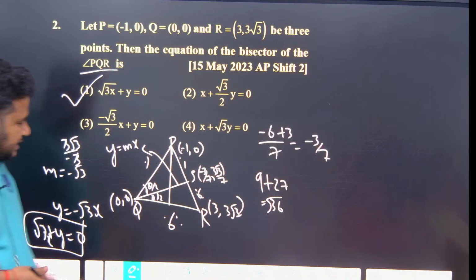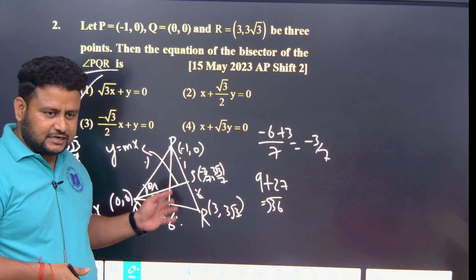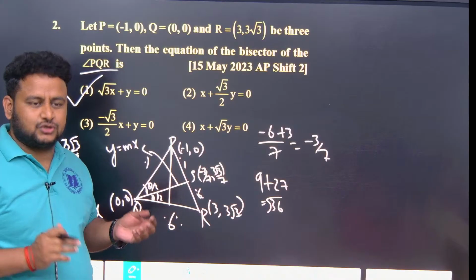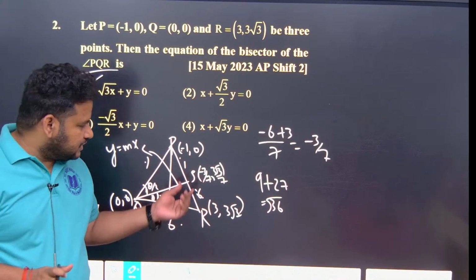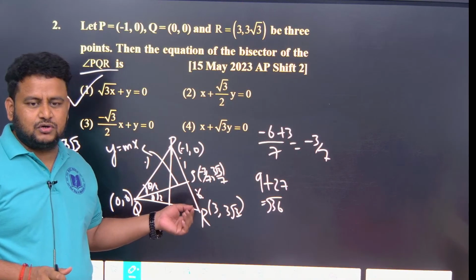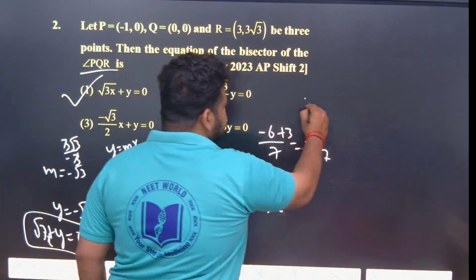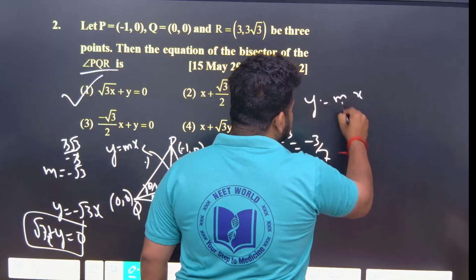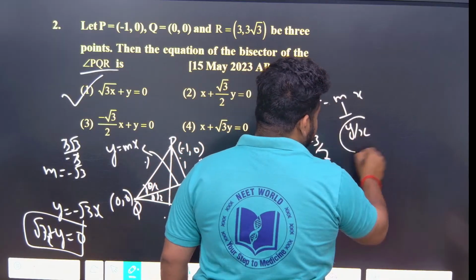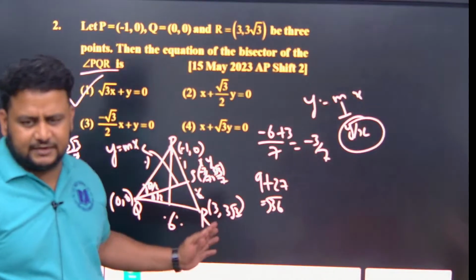So whenever you get a line passing through origin, the equation of that line will be y is equal to mx. And what is the value of m? M is equal to y by x. Here, x comma y if I take it, the slope of the line y is equal to mx will be y by x. That is what I did.